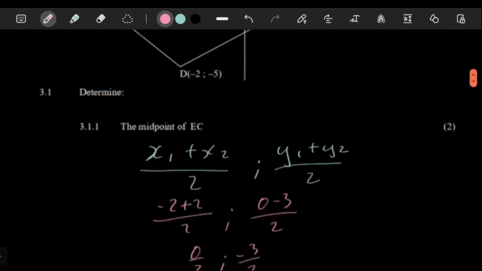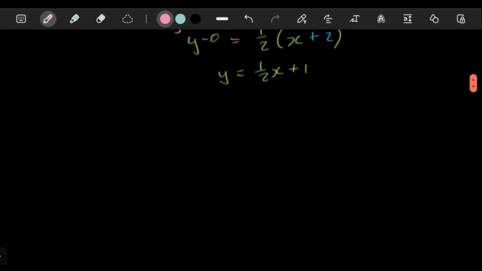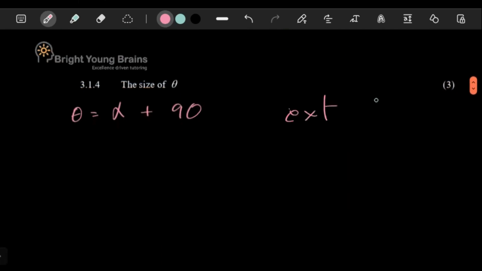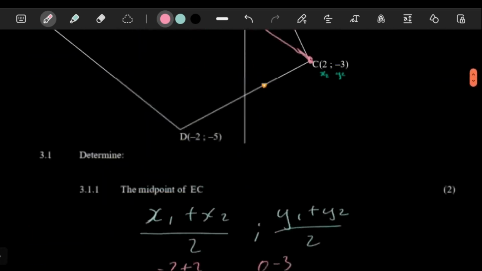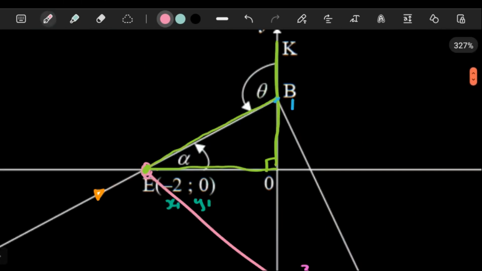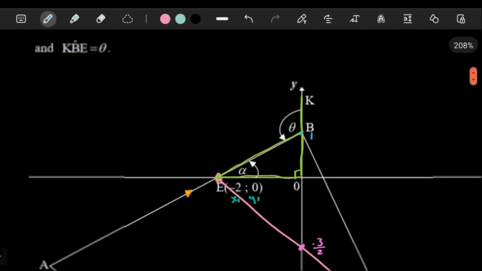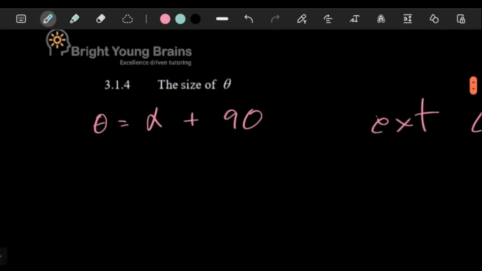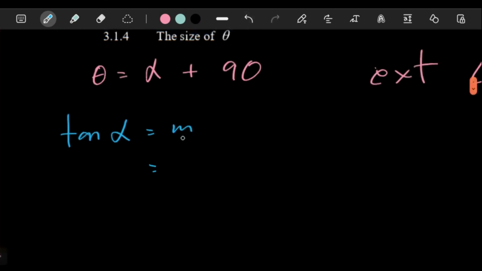This is analytical geometry, so you don't necessarily have to give reasons, but just for the vibes, you can: exterior angle of a triangle. Now, to get alpha, we can see that this is an angle of inclination. Anytime we need to get an angle of inclination, we can use the tan formula. So tan alpha is equal to m, which is a half. So the gradient is a half, and then you do shift tan of a half.